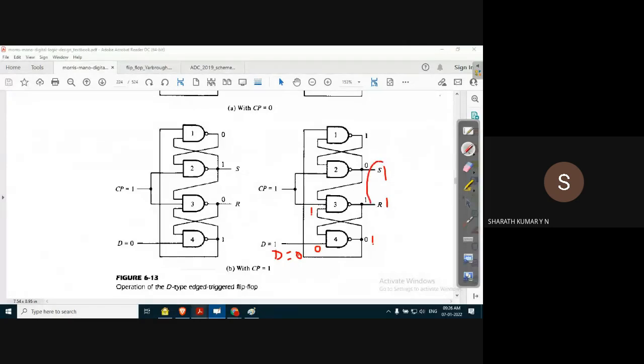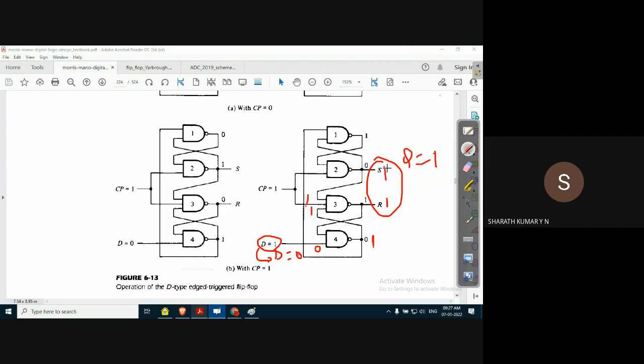S and R are set initially to 1. So D was set to 1. After some settling time, Q becomes equal to 1. Now let us change D to 0 and see what happens. With D at 0, the output of NAND gate 4 is 1, and because of this, the input of the third NAND gate is 1. Clock pulse is 1.